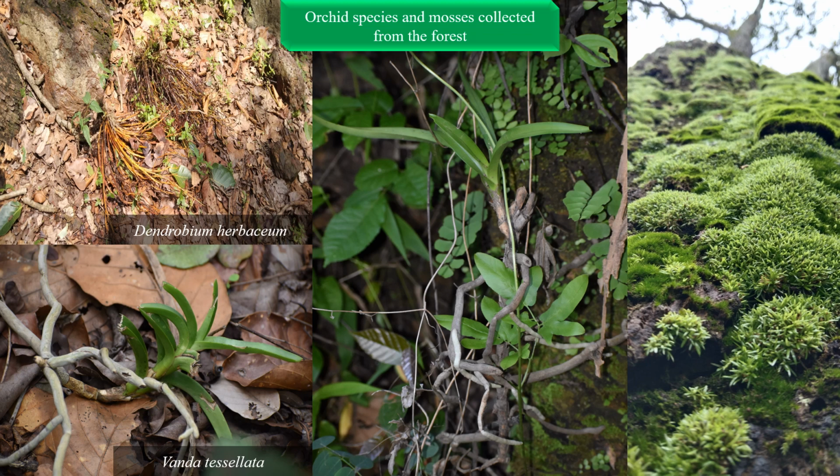Here you can see the orchid species and moss collected from the forest. The fallen orchids, like Dendrobium herbaceum and Vanda tessellata and many other orchids, we have collected for the restoration process. Then these are the mosses that the orchids require to settle down, as they need moisture and moist areas to grow.